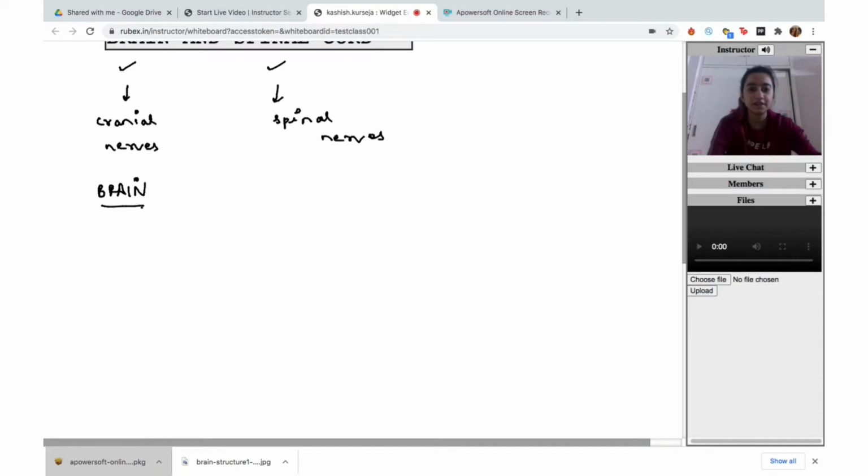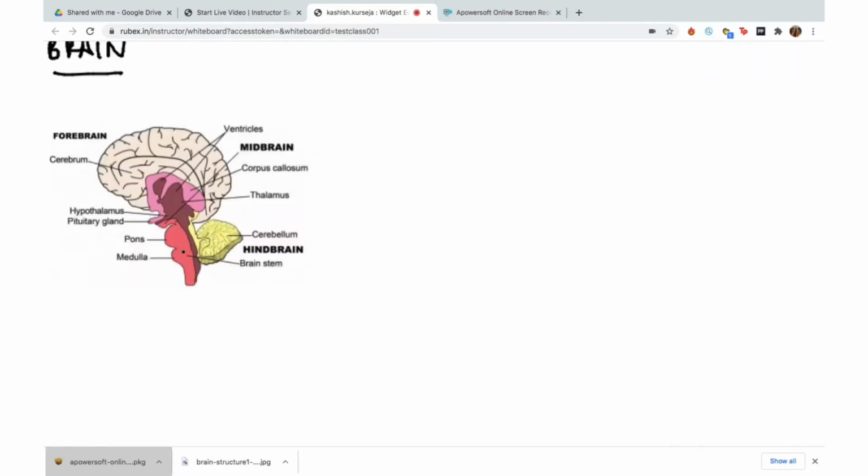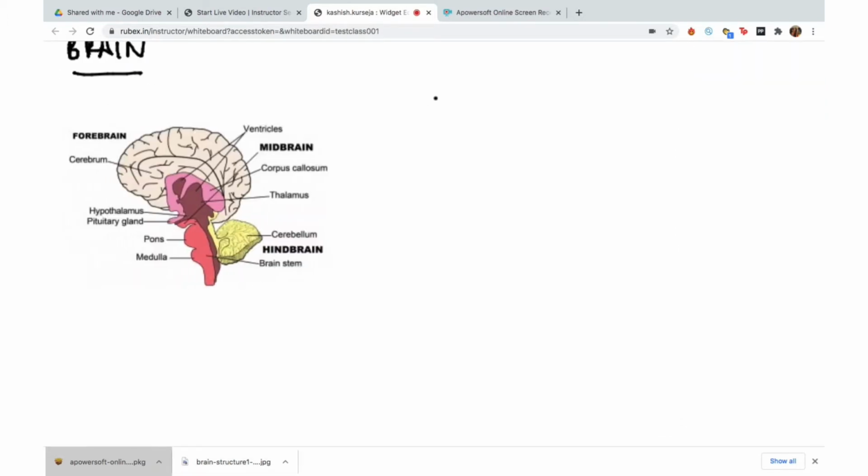And we can study it using a diagram. So we are going to study the parts using this diagram. So as you can see, the brain is divided into three parts. It has three branches, that is, so it has the forebrain, it has the midbrain, and there is the hindbrain.